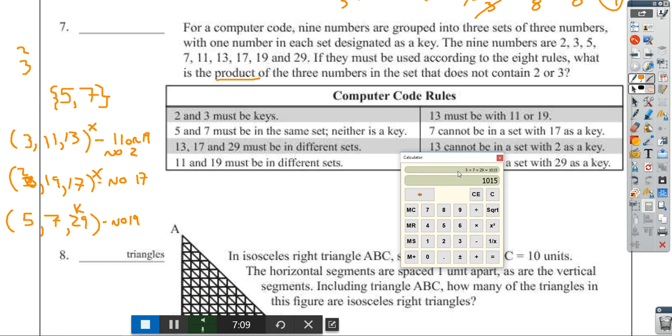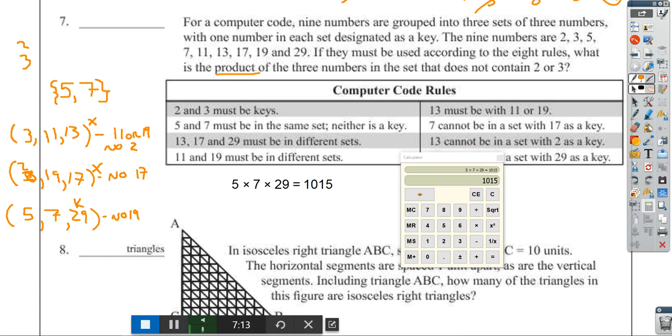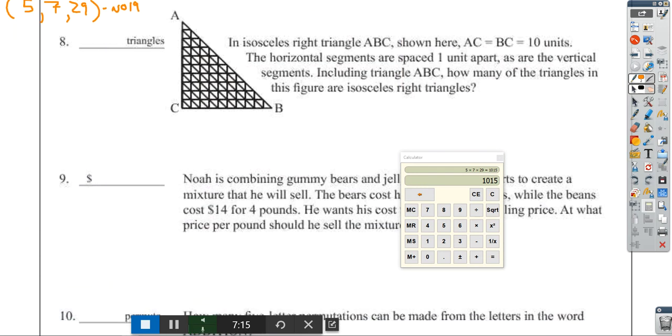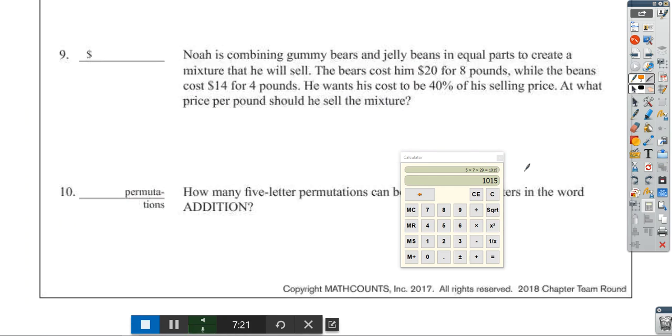And there we go. There we have our answer. All right. Now I'm going to skip over number 8 because it's far too long to be in a video with other problems. Let's go to number 9, shall we?